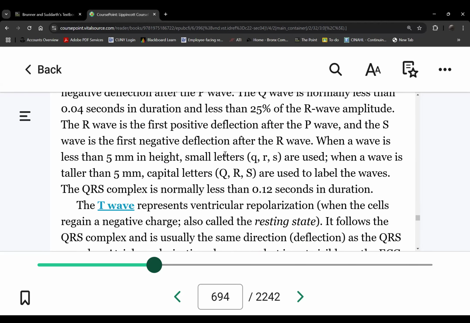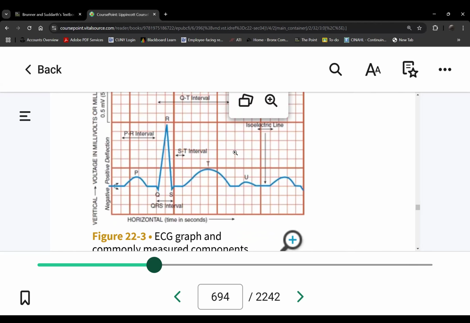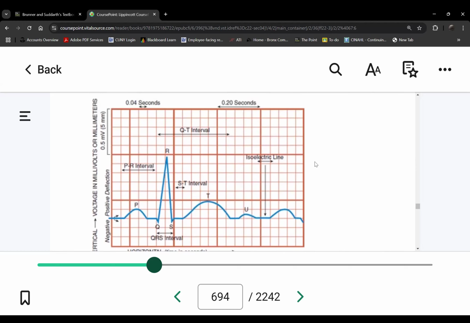Next wave, the QRS complex. This is the biggest set of waves in your ECG. By the way, the ECG paper, what you're looking at is a bunch of horizontal and vertical lines, correct? They have a significance. The vertical lines measure millivolts, so they measure voltage. How strong is the contraction? This is in millivolts.